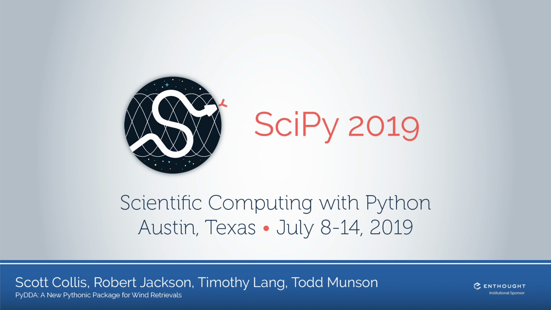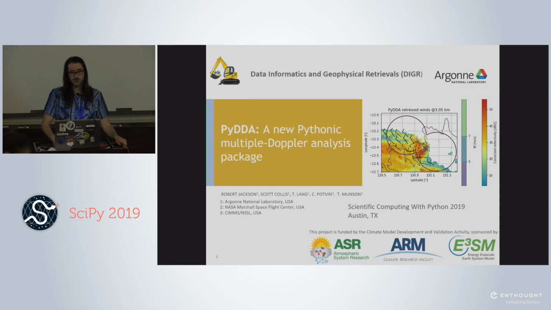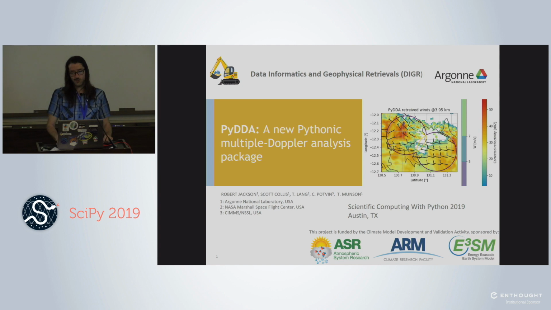Hello, everyone. My name is Bobby Jackson, and I'm a postdoc in the Data Informatics and Geophysical Retrievals group at Argonne National Lab. I am going to be presenting today on software I have created for retrieving wind fields from networks of radars as well as multitudes of models.